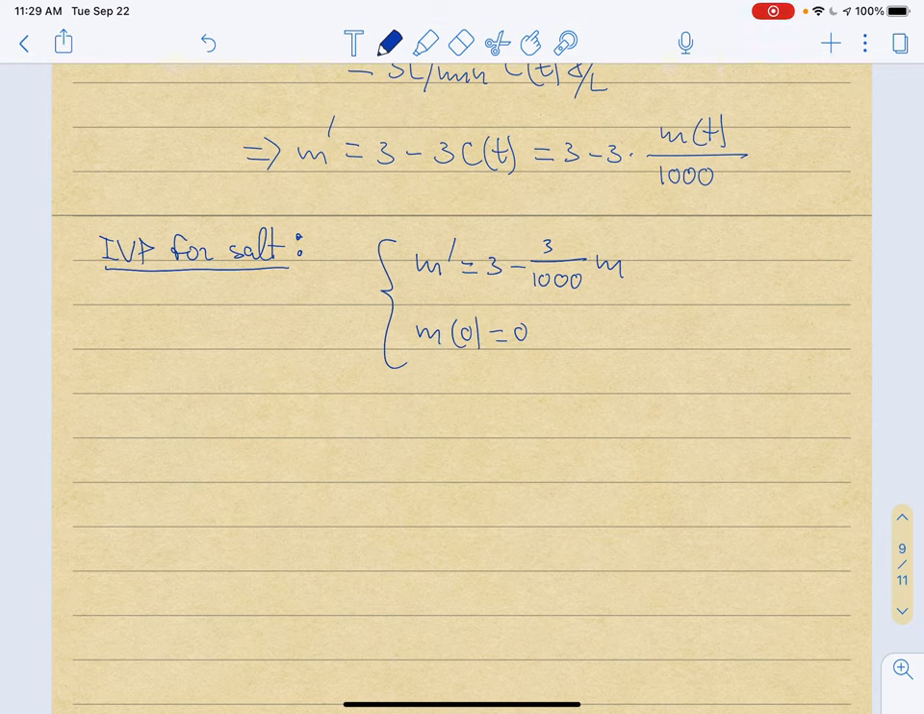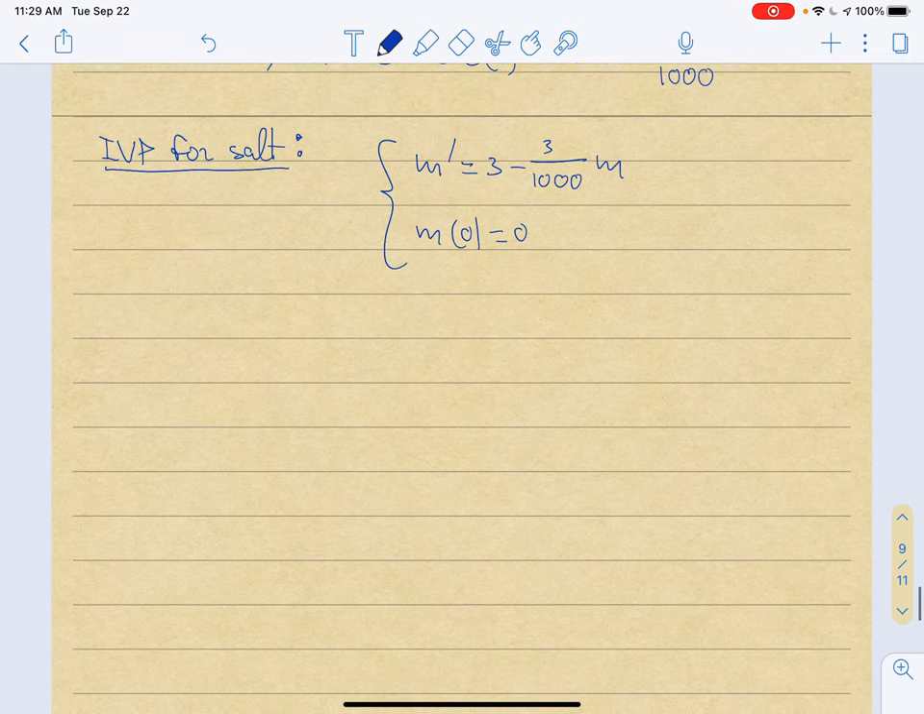So if a tank contains 1,000 liters and it has 1 gram per liter, then the total amount of salt in the tank is going to be 1,000 grams or 1 kilogram. So I know that prior to solving anything, and we'll use this knowledge to check if the solution that we found is reasonable or not.